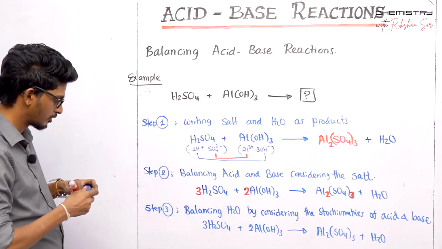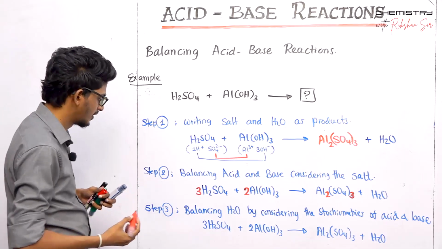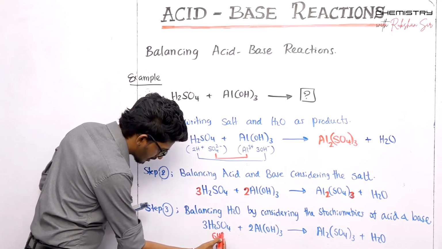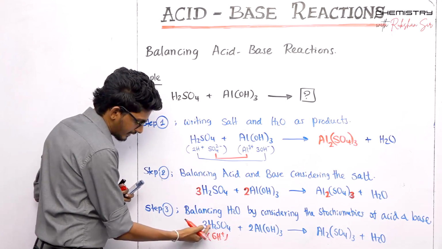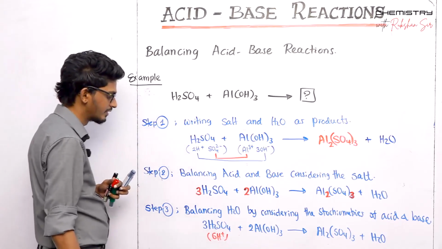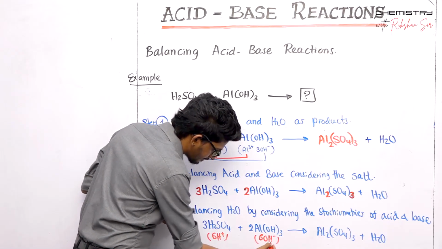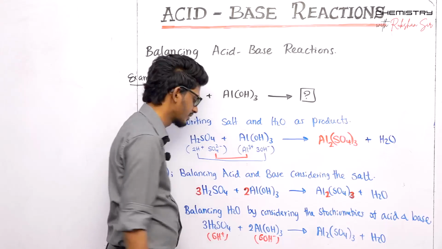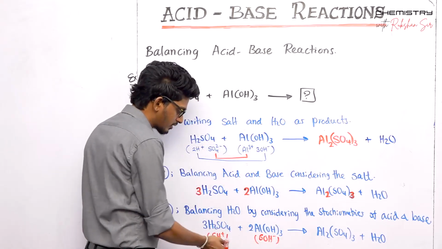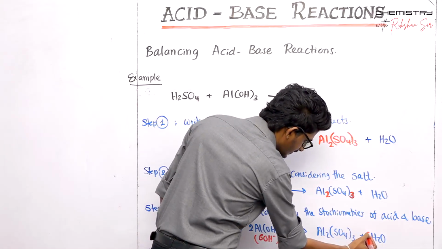So now it's time to balance the H2O. Here you have 6 of H pluses, as hydrogen comes up as H pluses in acids. You have 6 of OH minuses here. The OH minus part comes as OH minus in bases, right? So 6 of H pluses and 6 of OH minuses will combine to form 6 of H2Os, right? So should have 6 here.